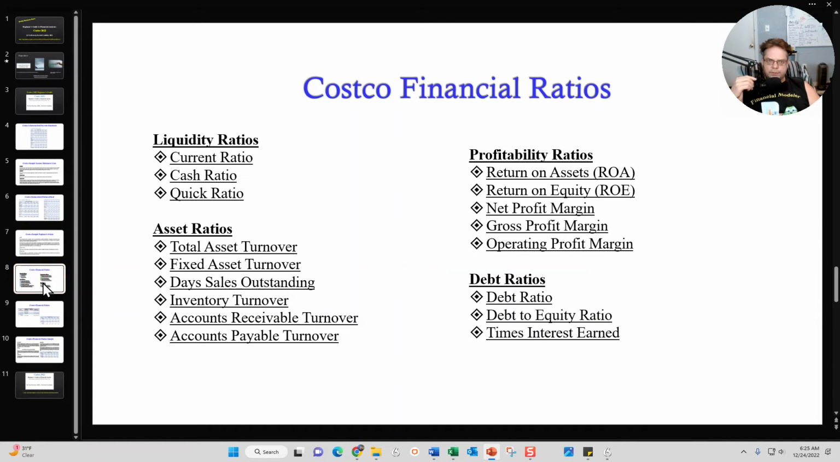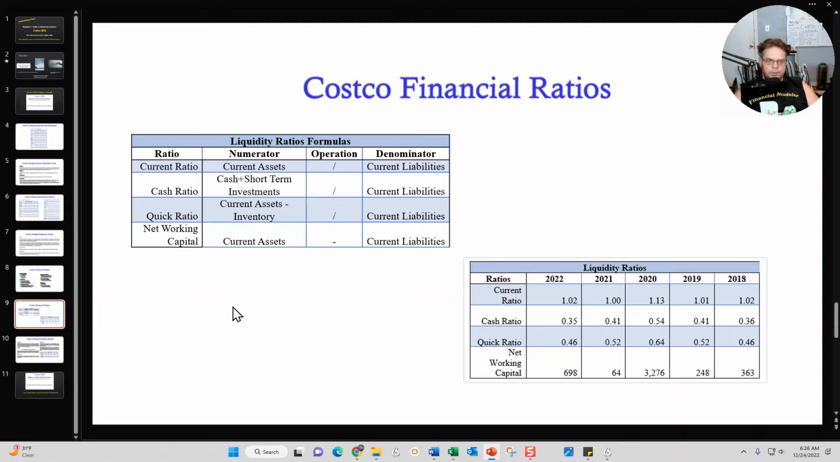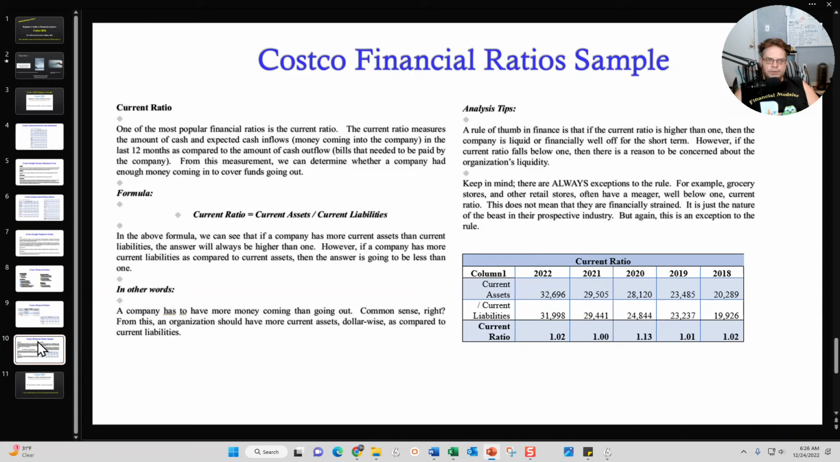I take a little bit different approach when I do the Costco financial ratios. I break them up into 4 categories: liquidity ratios, asset ratios, profitability ratios, and debt ratios. Then I drill down on each one of those categories. For example, for liquidity ratios, I provide the ratios that I analyze, the formulas that I use, and a summary of the ratios that I've calculated for the last 5 years.